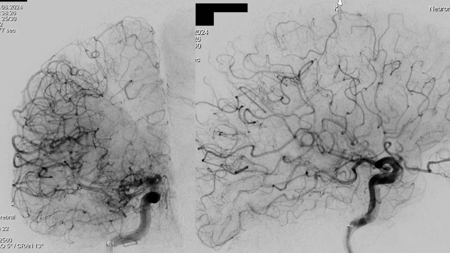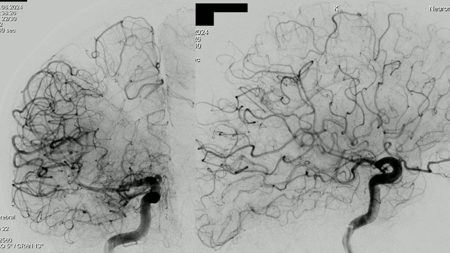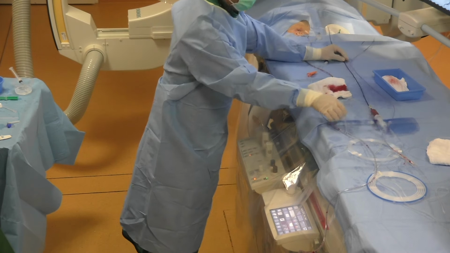And as you can see, a complete recanalization of the MCA, TICI 3. And we have no complications here. And that was our intervention for today.